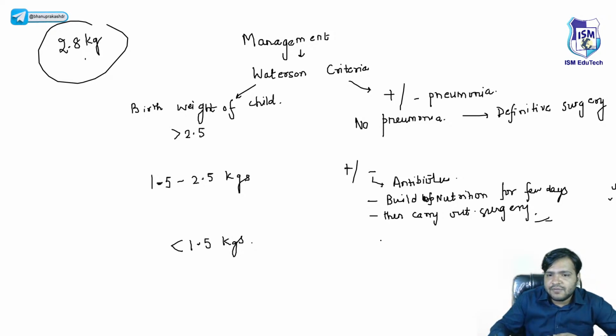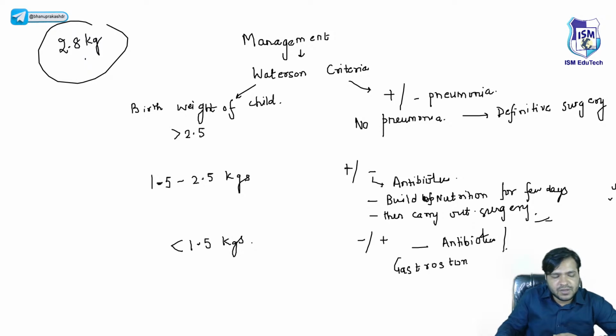If it is less than 1.5 kgs, whether pneumonia is there or not, you have to give antibiotics to treat the infection and you have to do gastrostomy for nutrition.